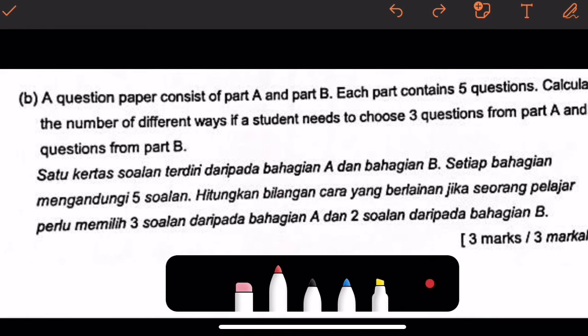Then we see this one. For question B, a question paper consists of Part A and Part B. Each part contains 5 questions.